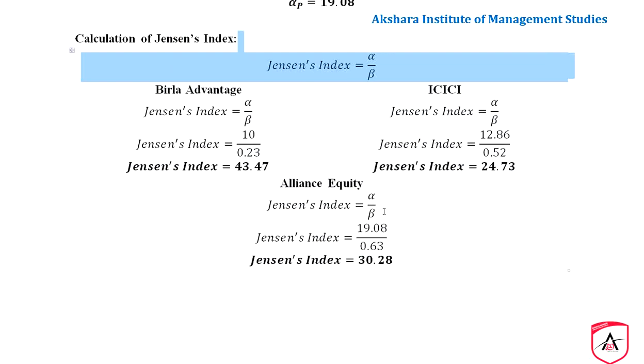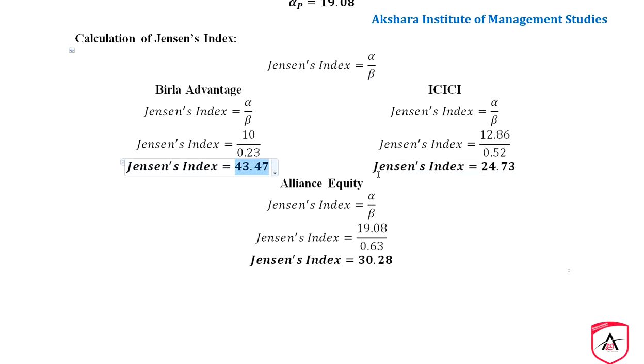Now compare. Birla Advantage is 43.47 with the highest value, 30.28 with Alliance Equity and ICICI with 24.73. Now we can say that Birla Advantage is ranking first, Alliance Equity is ranking second and ICICI ranks third.